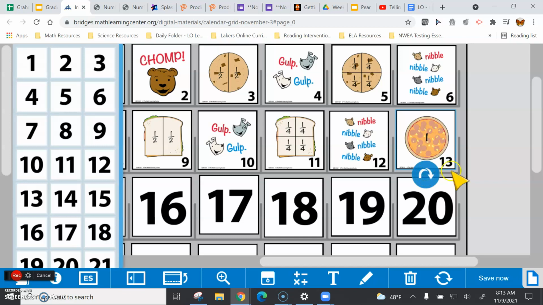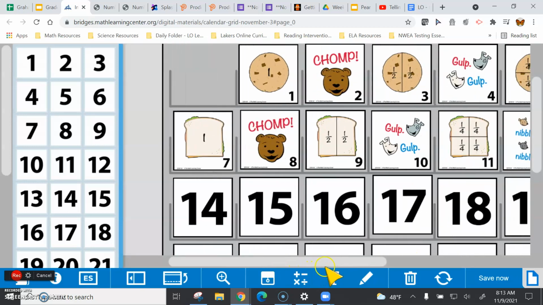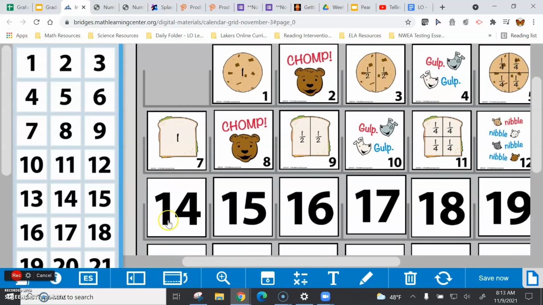A pizza! One whole pizza. What do you think is going to be on this card the day after we have that whole pizza? Are you thinking what I'm thinking? Let's find out. The bear ate the whole pizza. One whole pizza. Oh my goodness.